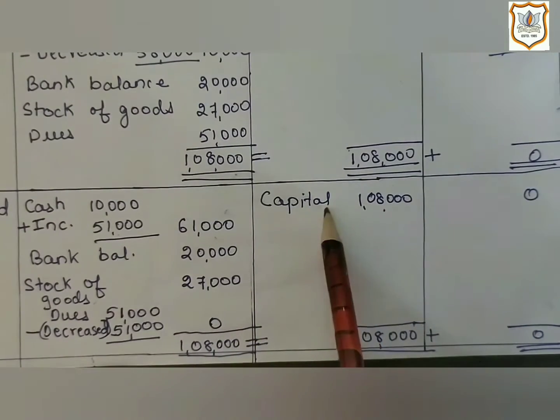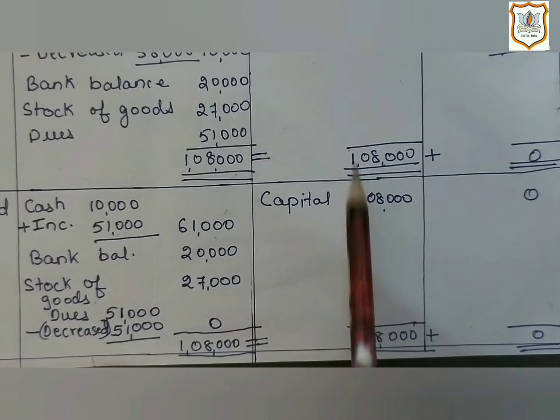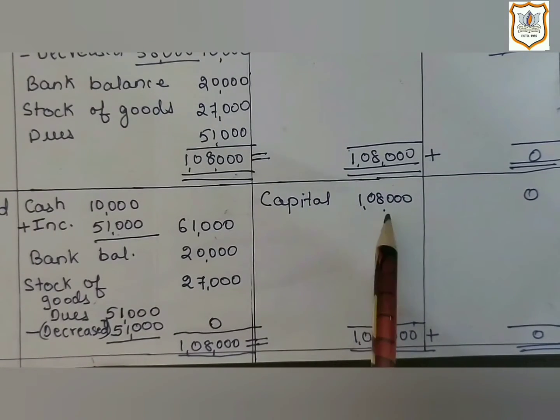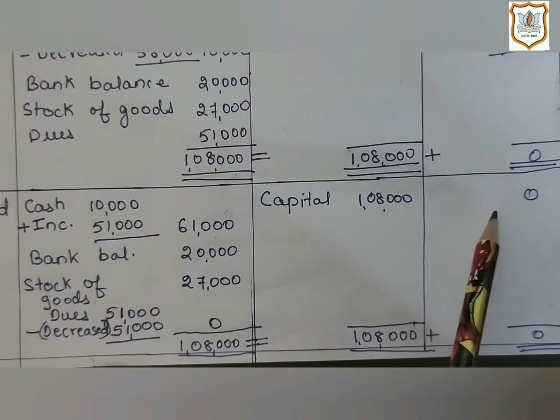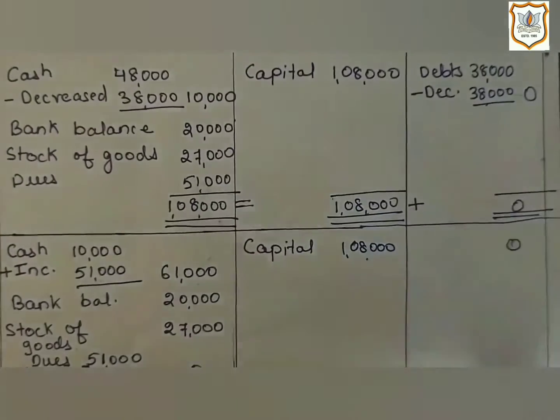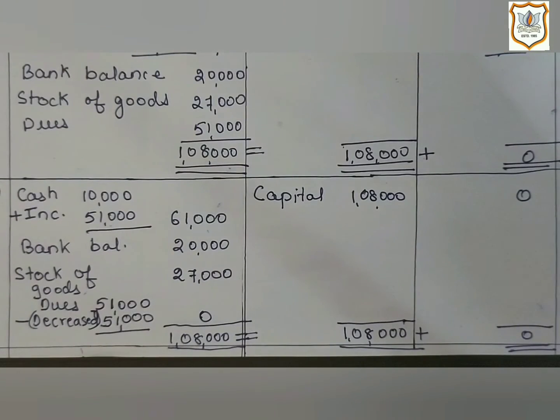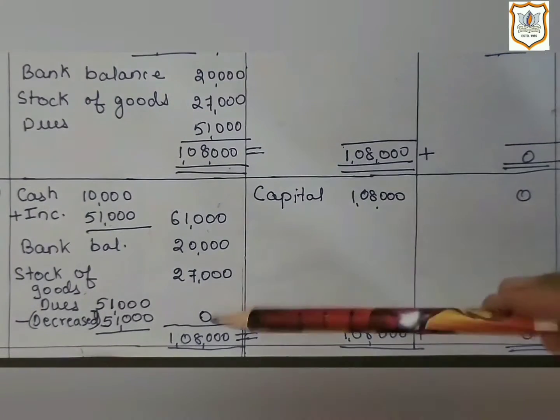Here there is no change in capital. It will remain the same as it was in previous column, that is 1,08,000. There is also no change in liability. It will remain the same, nil, as it was in previous column. So again, here our accounting equation is satisfied.